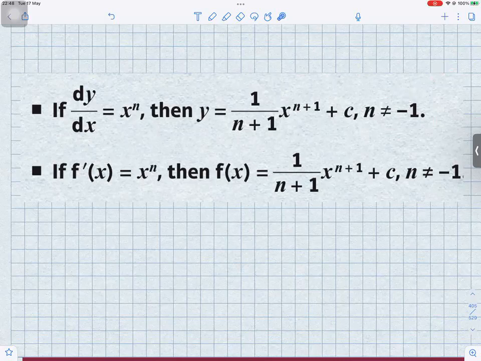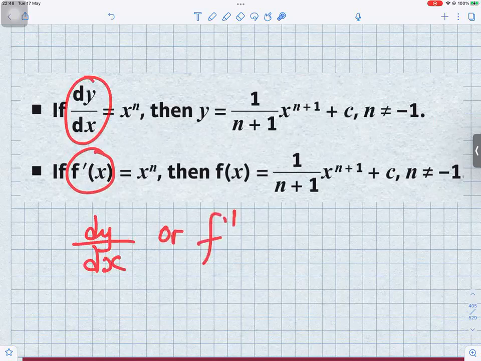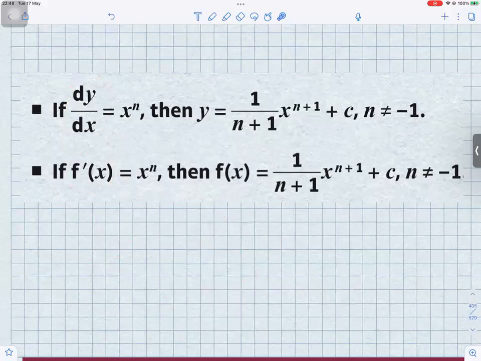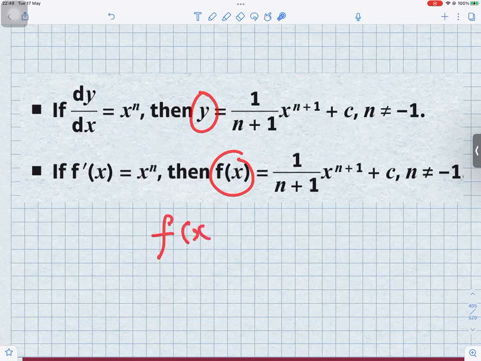Or you can write it as dy over dx is the same as f dash of x. So sometimes you write dy over dx or f dash of x. They call it f dash of x. They mean the same thing, and the x to the n is the same. So to get f of x, which means the same as y here, the f of x is 1 over n plus 1 x to the n plus 1.